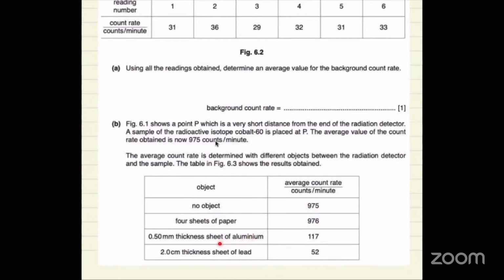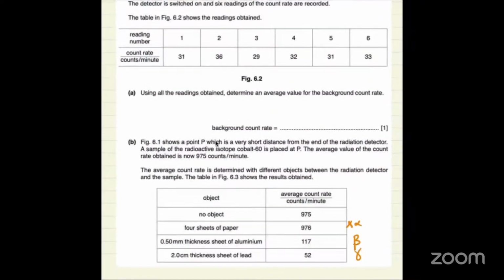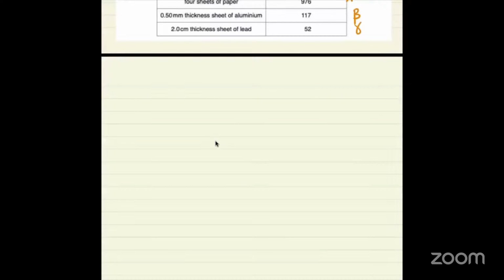Then you have a 0.5 millimeter thickness sheet of aluminum. This gives you the presence of beta, right? Because this fell by so much, this means that all of the beta was blocked. And after that, when you place a 2 centimeter thickness of lead, this again drops, showing you the presence of gamma. So there's no alpha here, because if there was alpha, then this reading should have also fallen when we had the sheets of paper here, right? So no alpha, you have beta, you have gamma.